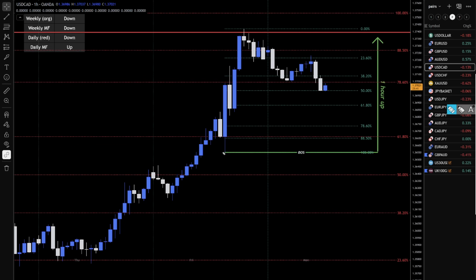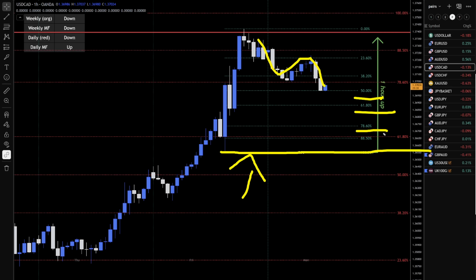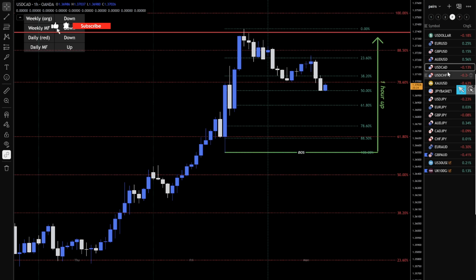Going down to the 1 hour time frame, our break of structure point is right here. If it breaks below there, I'll become bearish. Otherwise, anything I see to the downside, I am definitely looking at as nothing more than a pullback within an uptrend. I'm watching the 50, the 61, maybe the 78% for a possible reversal and a possible long opportunity.